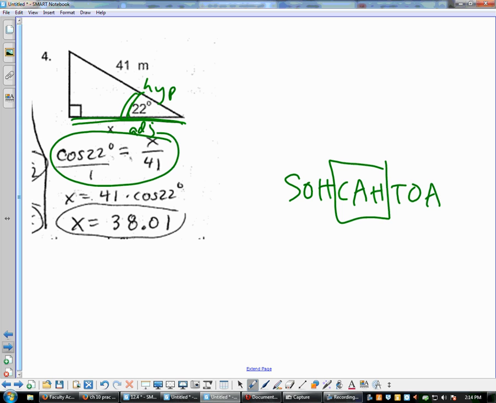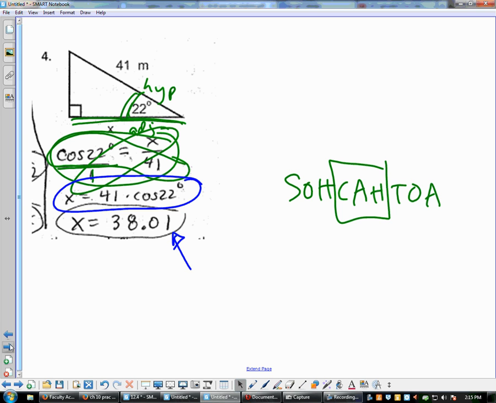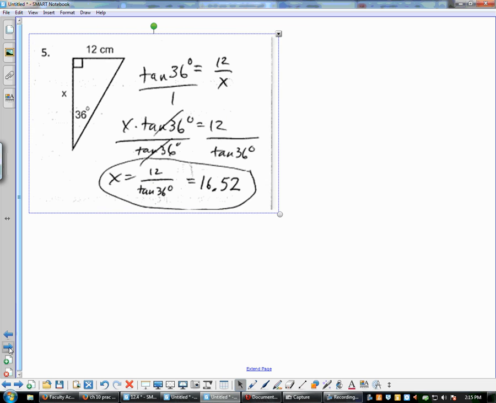That's x over 41. Think of this cosine of 22 degrees as being over 1 and cross multiply. Take 41 times cosine of 22 degrees equals x times 1. And that brings up this equation right here. And then we just get our calculator out and we get 41 times cosine of 22 degrees is 38.01.